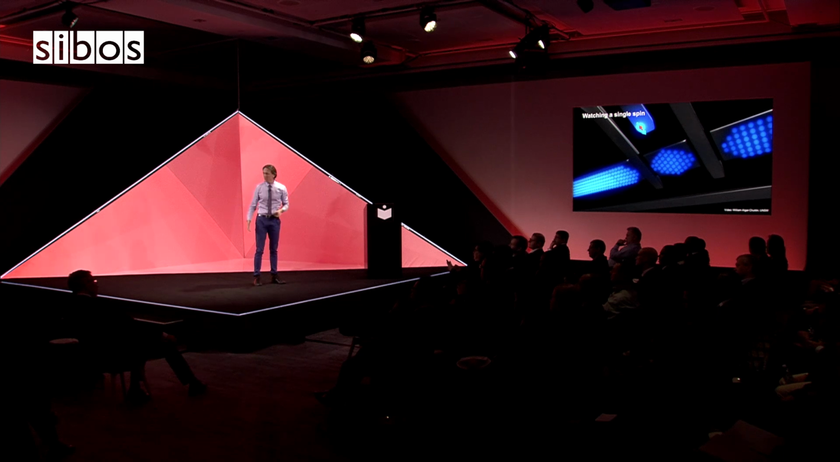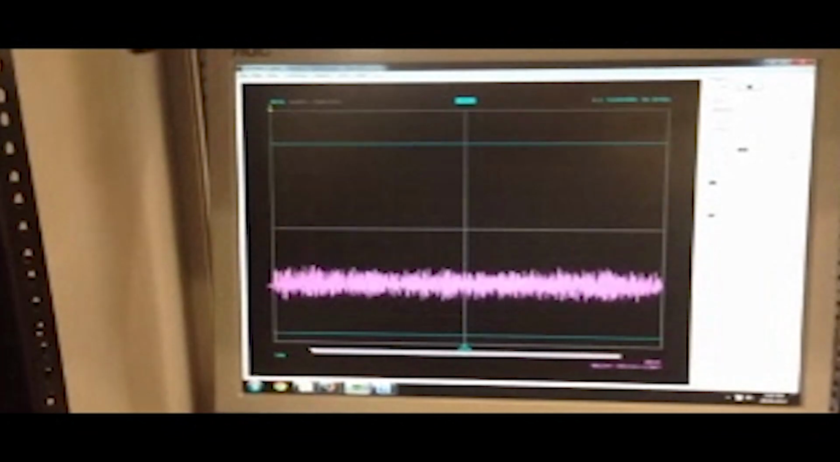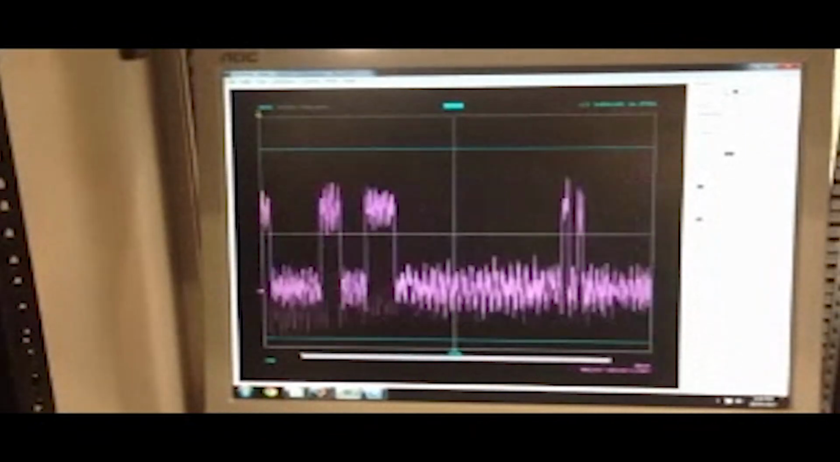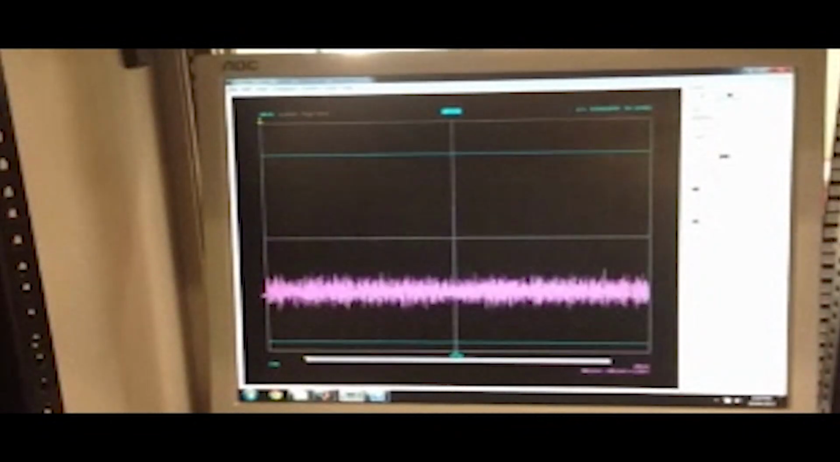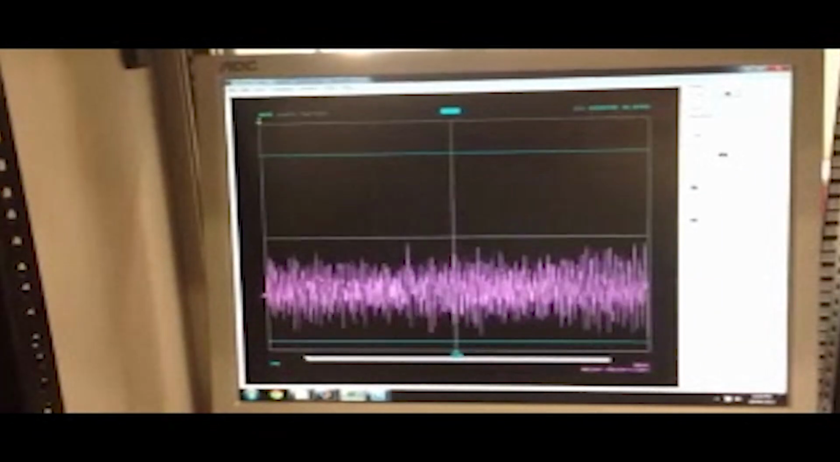Okay? So this is a lot of blah blah, but let me show you the real thing. This is the real thing. This is actually the oscilloscope screen in my lab. This is a video I've taken with my phone. Okay? This is what you would see if you came to my laboratory. What you see there is the current through this little transistor.